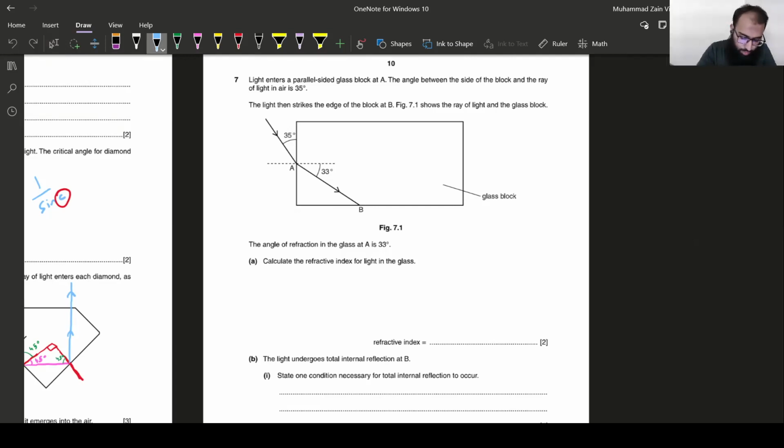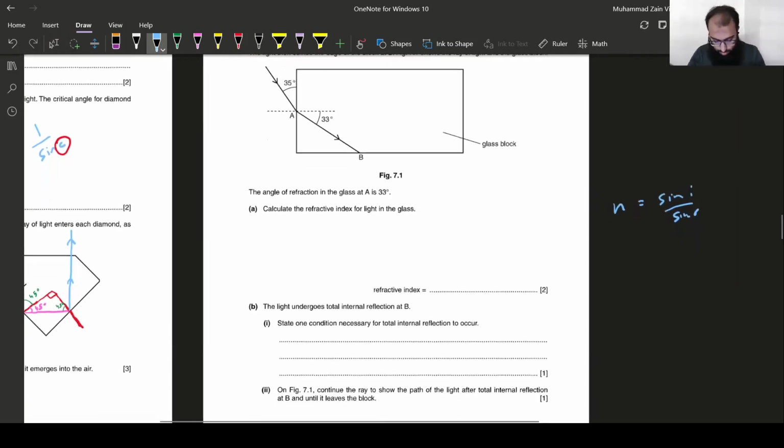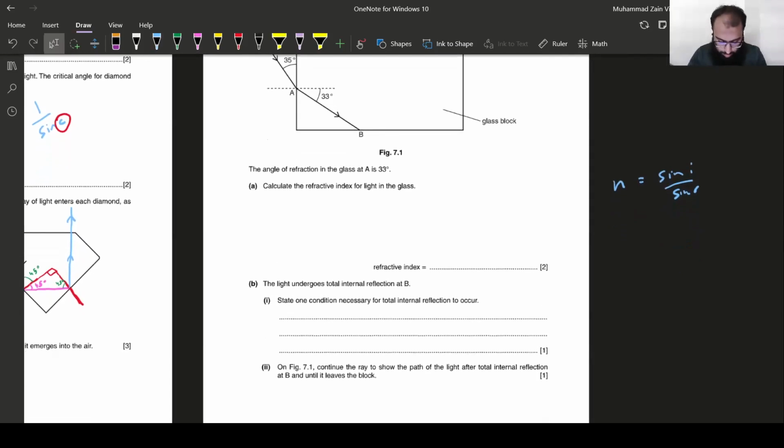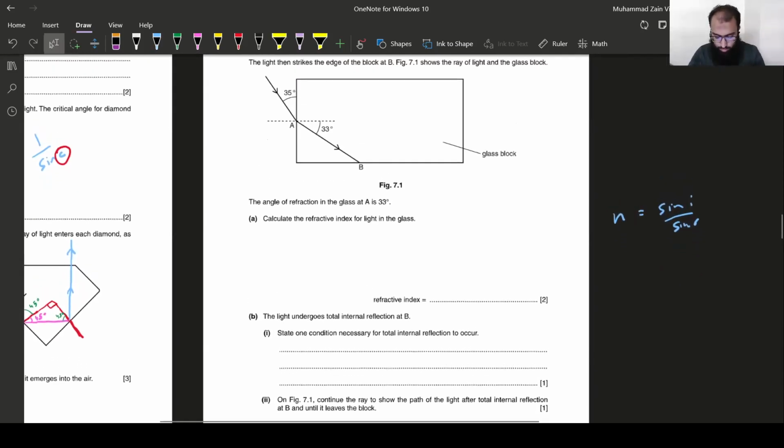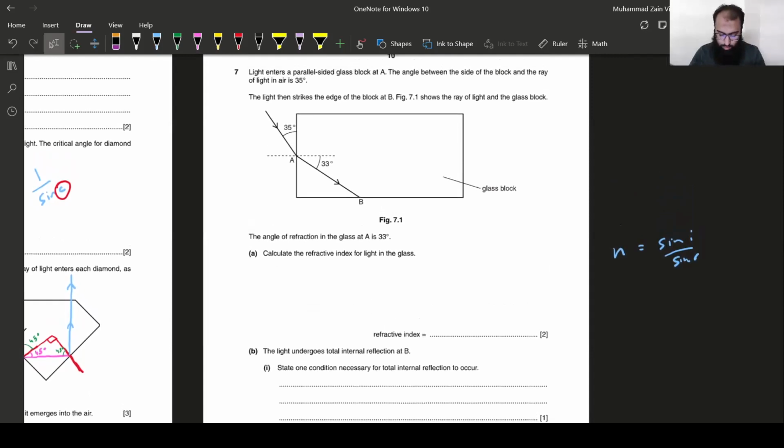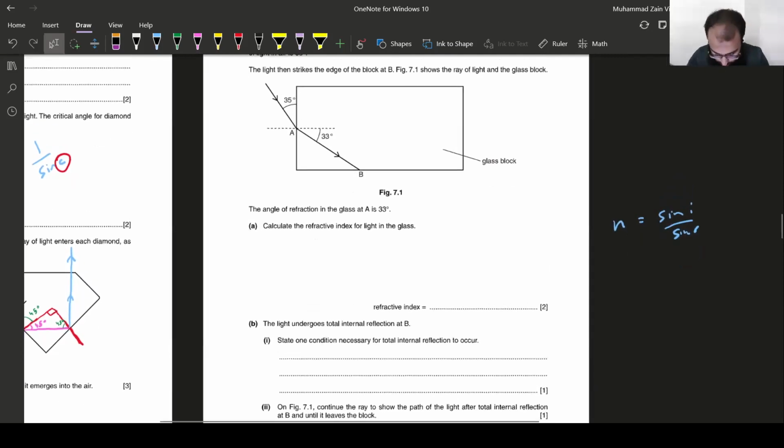So obviously we know the formula for refractive index. n equals sine i over sine r. So obviously we use this, and we're just able to find n, and that's the refractive index. And then they're asking me to state one condition necessary for total internal reflection to occur. So one condition which is necessary.